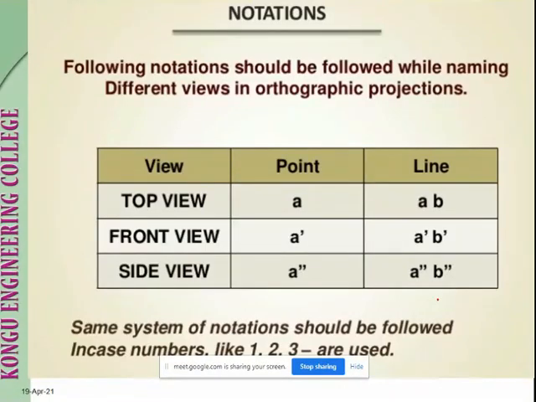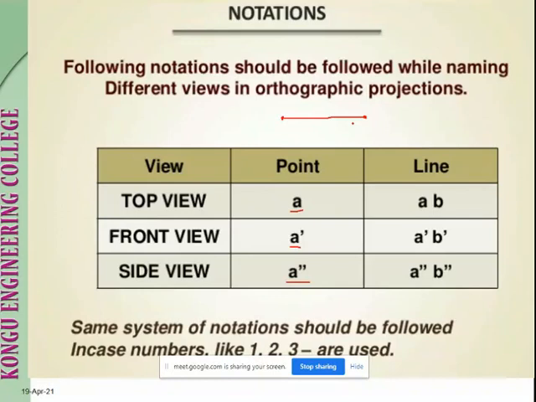If it is a point, you have to mark small letter A for top view, A dash for front view, and A double dash for side view. For creating a line, you need a minimum of 2 points, a starting point and an ending point. So this is a line, and it is a horizontal line.